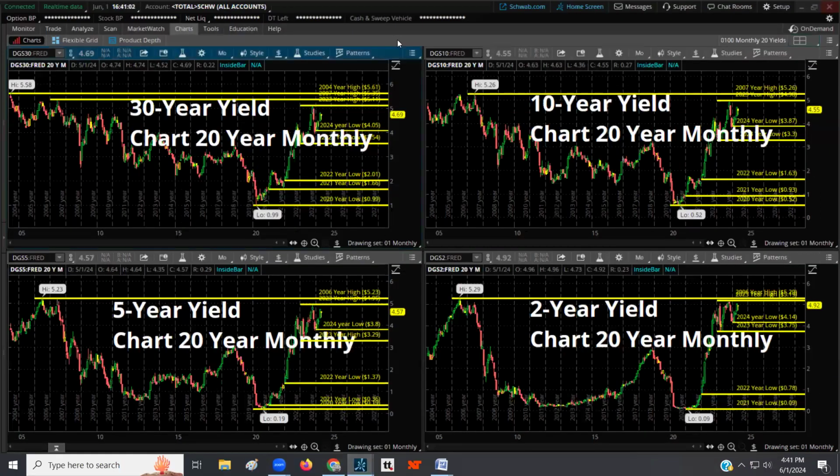Since the end of the month, we're starting a new month. I want to go over the higher time frame. So we'll look at the currencies and yields. Big correlation.